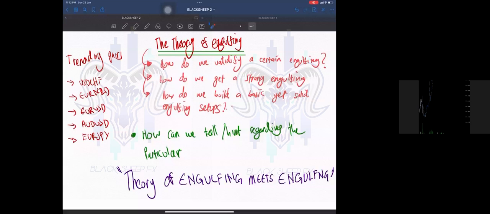So today, what are we going to achieve in this lesson is first, how do we validify a certain engulfing? Meaning, how do we validate? Is this valid or not? How do we get a strong engulfing zone? Because there are times the zone is strong and there are times the zone is weak. And how do we build a basic yet solid engulfing setups? So these are the 3 things we try to cover off today. Okay.